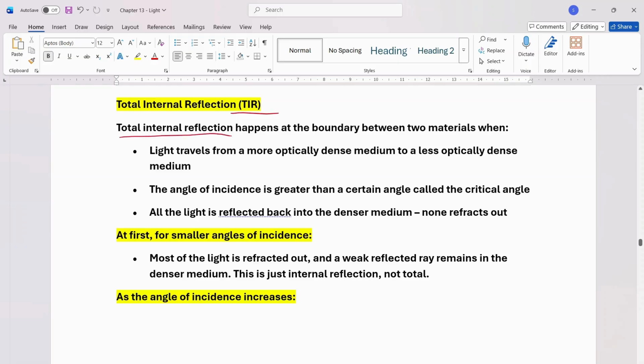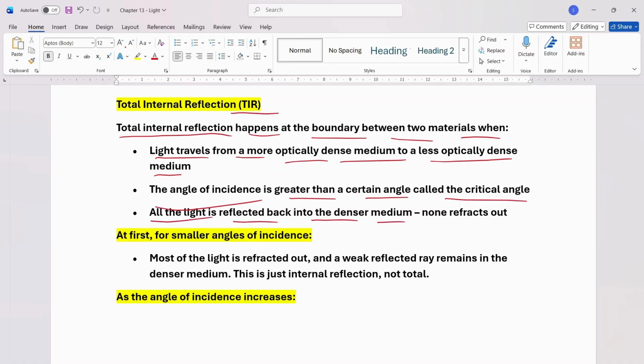Total internal reflection happens at the boundary between two materials when light travels from a more optically dense medium to a less optically dense medium. The angle of incidence is greater than a certain angle called the critical angle. All the light is reflected back into the denser medium, none refracts out.